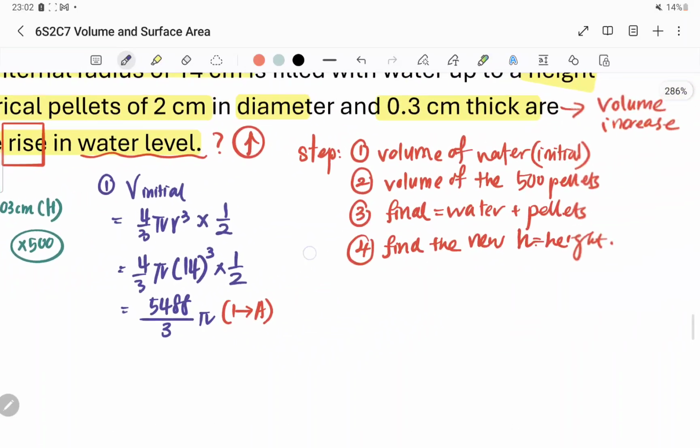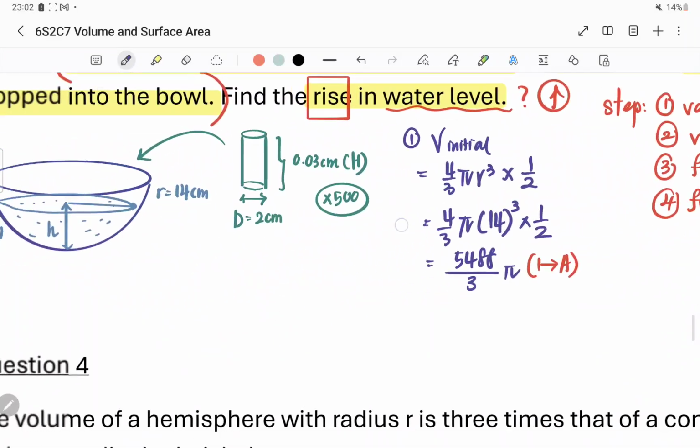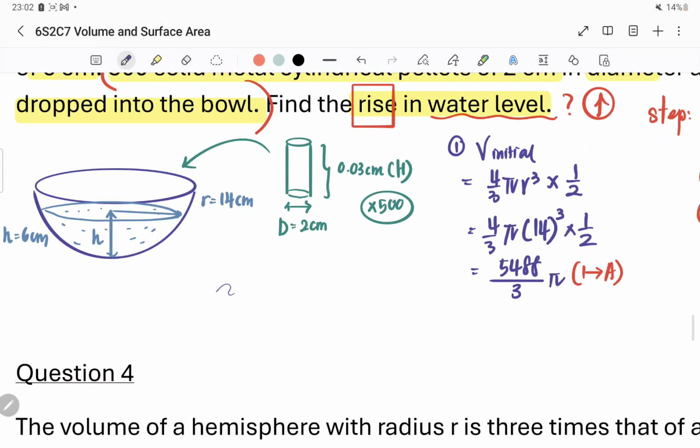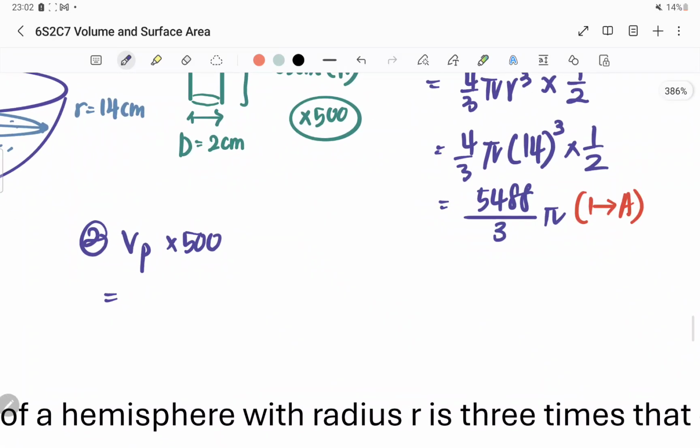Second step. The question wants me to find the volume of the pellets first. Okay, volume of the platelets. And it's 500 of them, so I will times 500. So volume of the platelet is, because it's a cylindrical mass, you remember what's the cylindrical volume that we use? We use pi r square h.